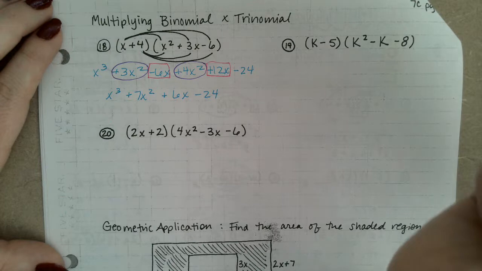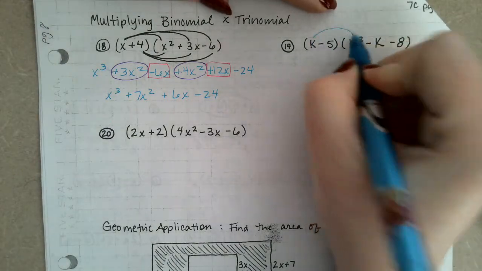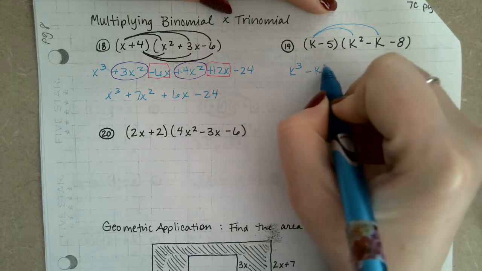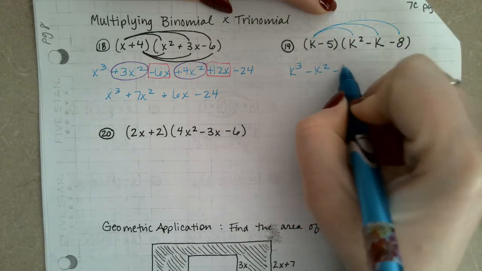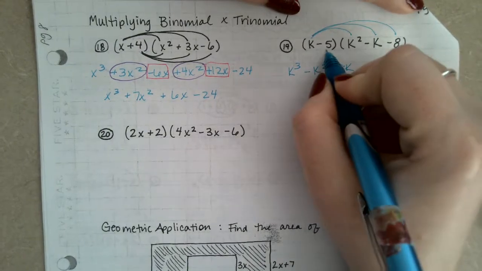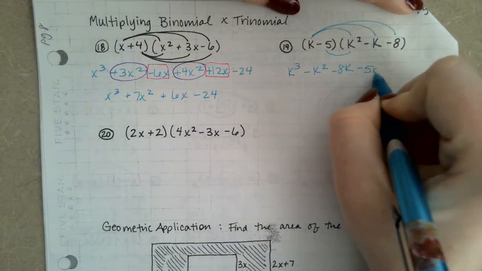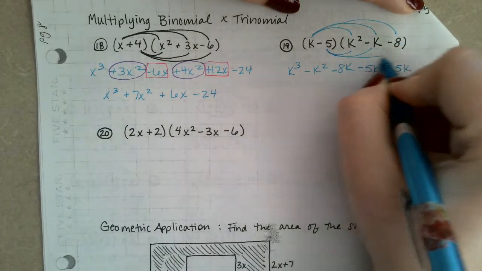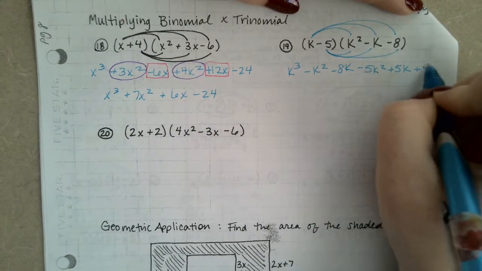So in number 19, we'll do k times k squared to give us k cubed, negative k squared, negative 8k. So now I've multiplied the first term by everything in the second, and then we'll do the same thing for the -5. It becomes positive 5k, and then lastly positive 40.